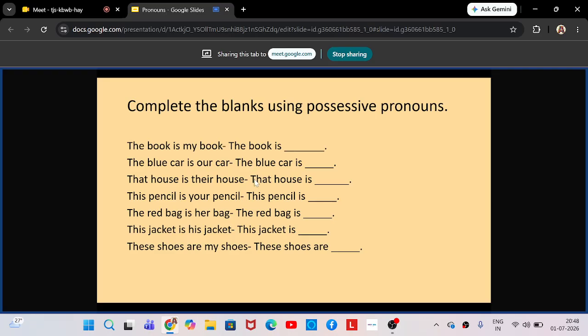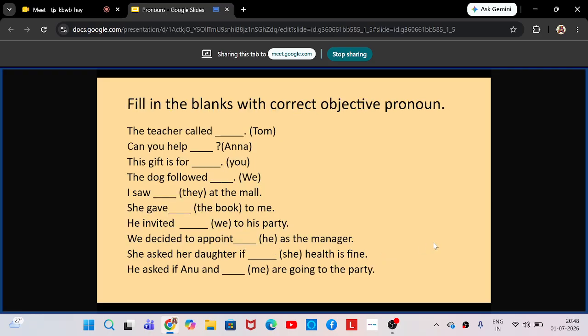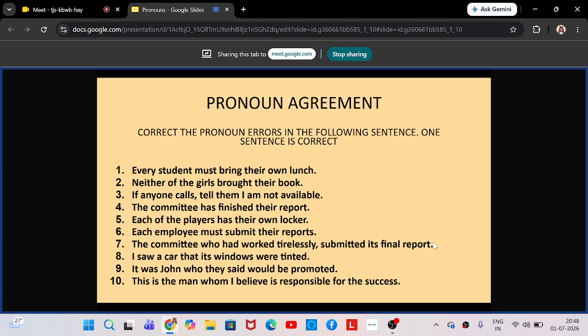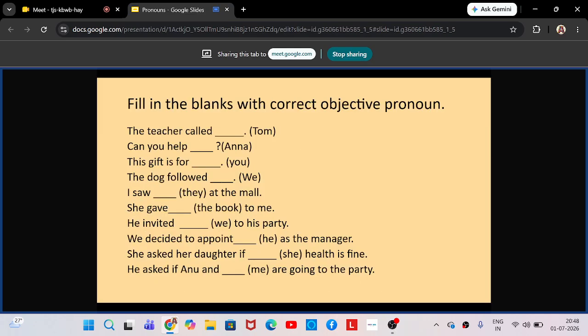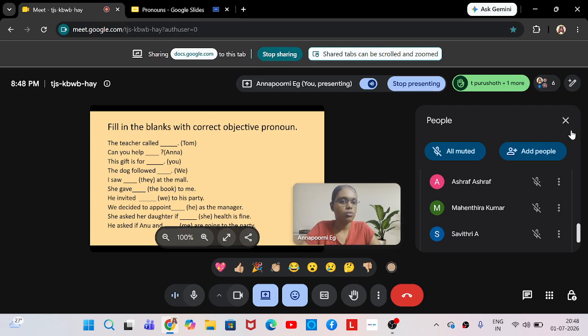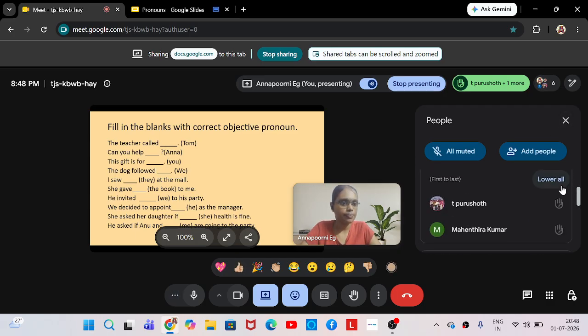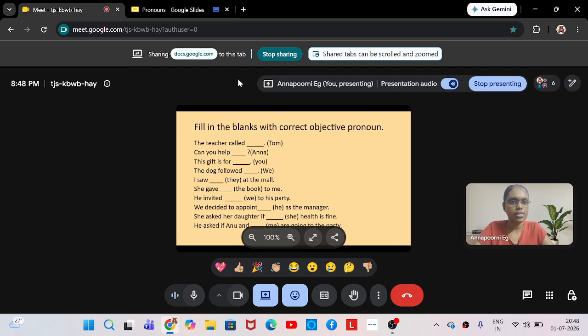Okay, good. Now we will look at the next activity. I think today we can complete this. Fill in the blank with the correct objective pronoun. All the pronouns will be objective, and you have to fill in the blanks using the correct objective pronoun. There are seven object pronouns, and one of the seven will be the answer. I will lower your hands for a second. Now you can start raising them again.